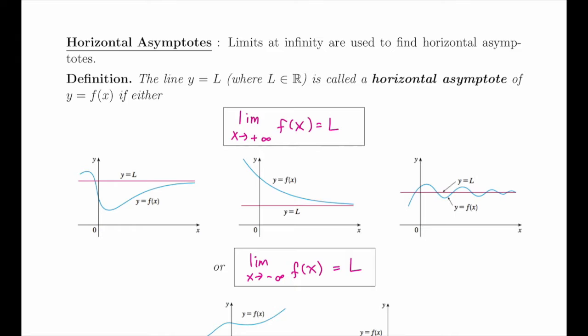Now, you can cross the horizontal asymptote. There's no law against that. The only condition is either this has to be satisfied or this. Notice that you're crossing the horizontal asymptote, in fact, infinitely many times in this case, and that is perfectly fine. It's still a horizontal asymptote because it satisfies this.